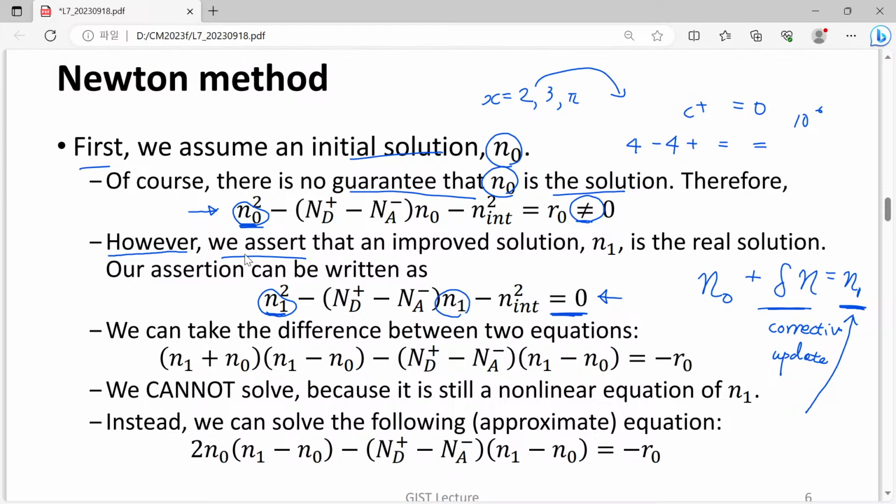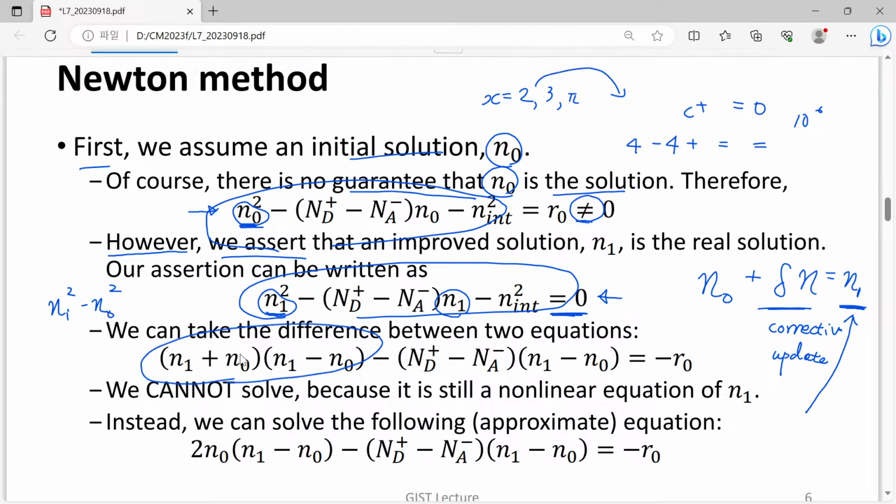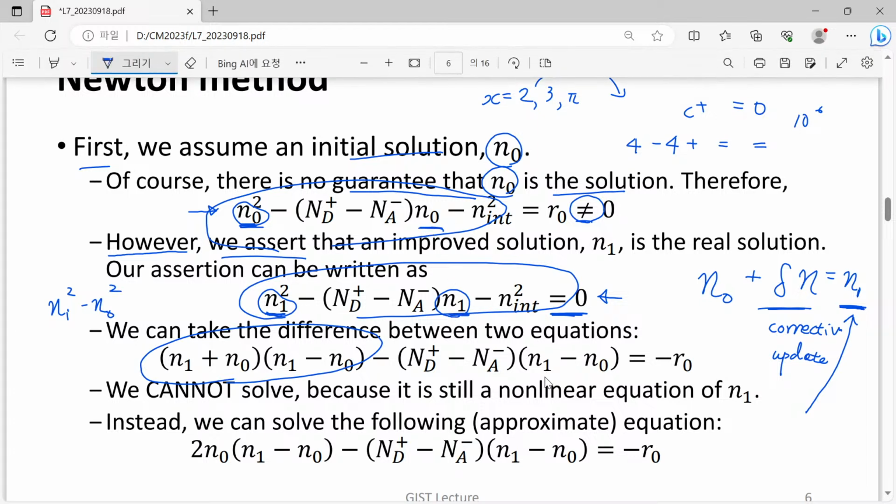So what happens? Taking the difference between this and that, now you will have n1 squared minus n0 squared, and this term is shown here, just the difference between n1 and n0. And finally the right hand side term 0 and r0. So you have this form.